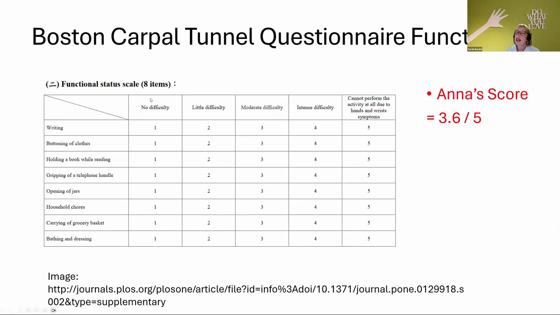And now when we get to functional, there are some more items here. You also average this score for the items. She comes out at 3.6 out of 5. So kind of headed more towards intense difficulty. It's becoming problematic.